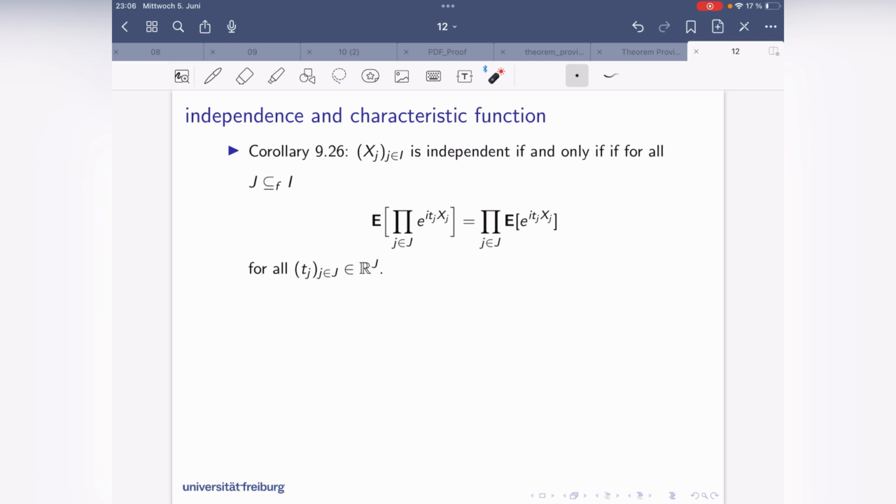Okay, that was a very important step for now. And in the next video, we'll deal with some more applications of characteristic functions and weak convergence, which is Levy's continuity theorem. See you then.